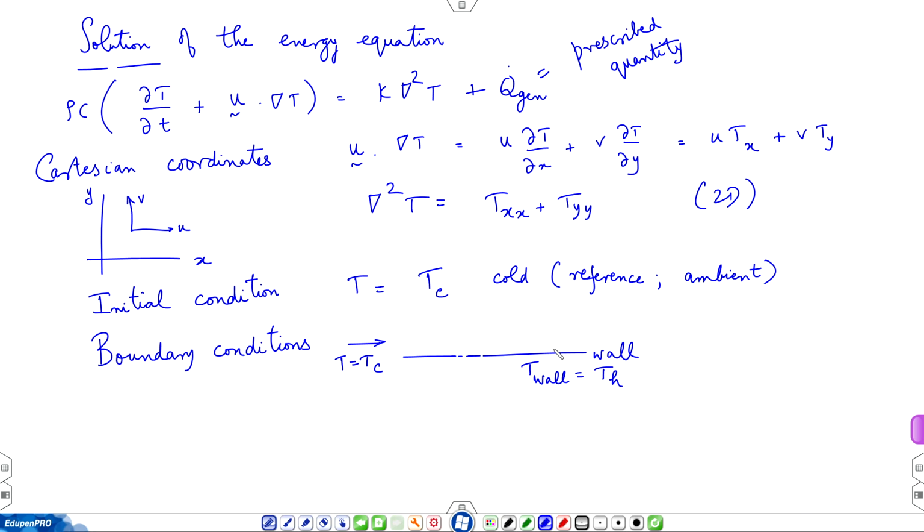So, at x equal to 0, that is the inflow plane, T is equal to T c in the fluid medium. As it goes over the surface, the lower wall, which is y equal to 0, temperature is equal to some wall temperature. So, when temperature is given, that surface is said to be isothermal. So, one kind of boundary condition is the isothermal condition, T prescribed.